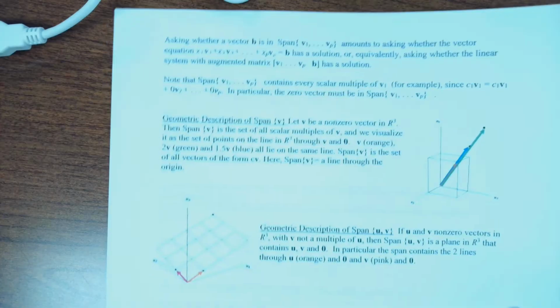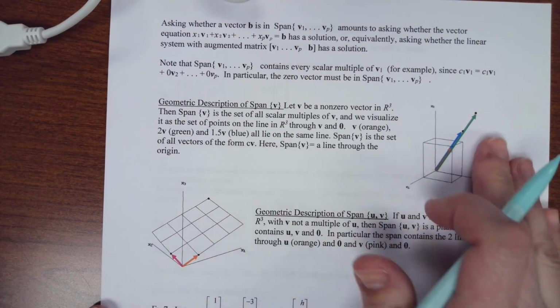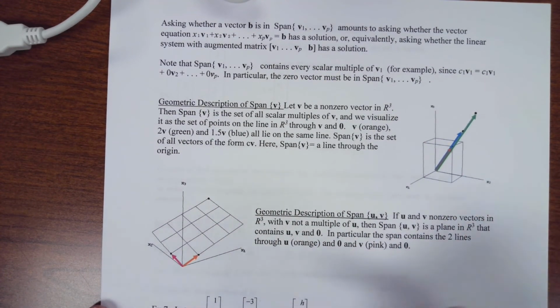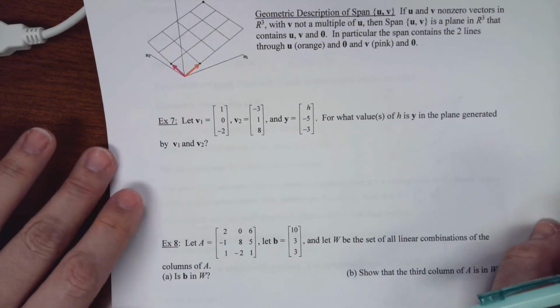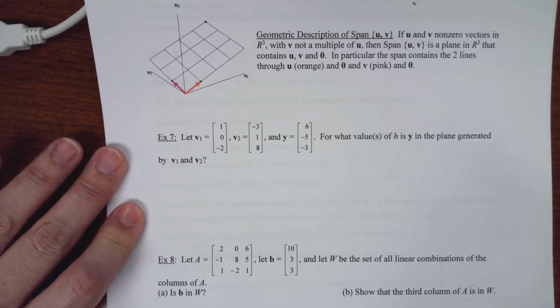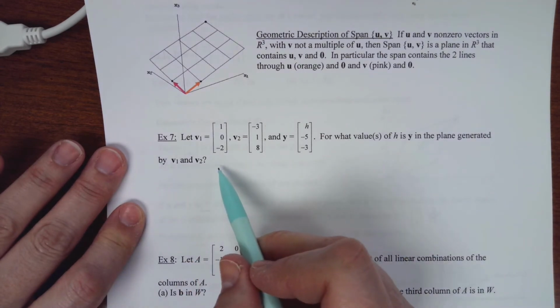Okay, almost done here. So this top part, you can read it. This was explained kind of in the video. You saw that a lot, so these pictures kind of are similar to those. And so let's go down to the questions here. Number 7. For what values of h is y in the plane generated by v1 and v2?